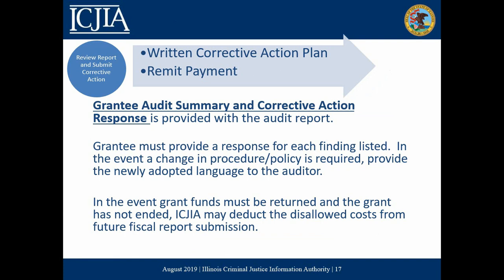The grantee is expected to provide a corrective action plan that can be implemented at the agency and, once enacted, will mitigate the findings noted in the audit report. In the event the grant period is still open, ICJIA may allow the grantee to deduct the disallowed costs from future reimbursement requests. Absent any such agreement for repayment, the grantee is expected to return the amount of disallowed cost within the specified time frame.